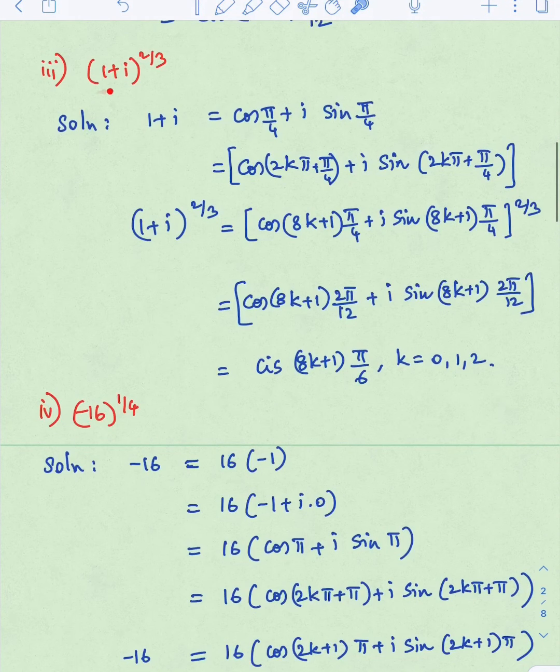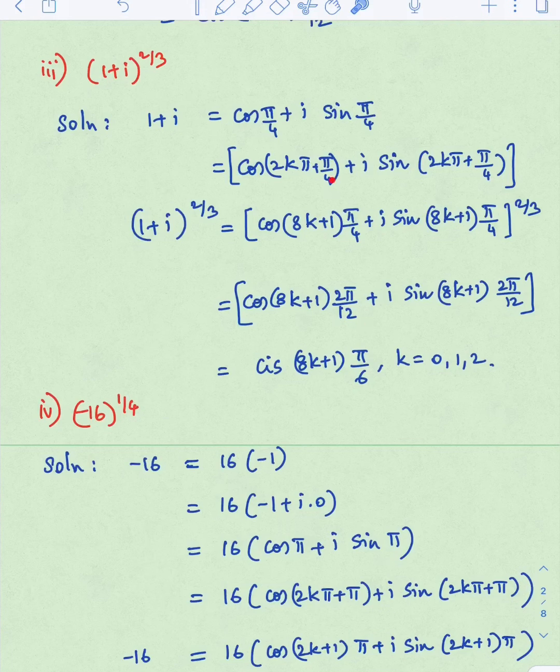Next, third bit. Here (1 + i)^(2/3). Take 1 + i first. Write it as 1 + i into 1, which is cos π/4 + i sin π/4. Later on, put 2kπ for this: 2kπ + π/4. Next, in the question 2/3 power is required. Power 2/3 is kept on both sides. So when you take power 2/3 inside, it will become 2π/12.